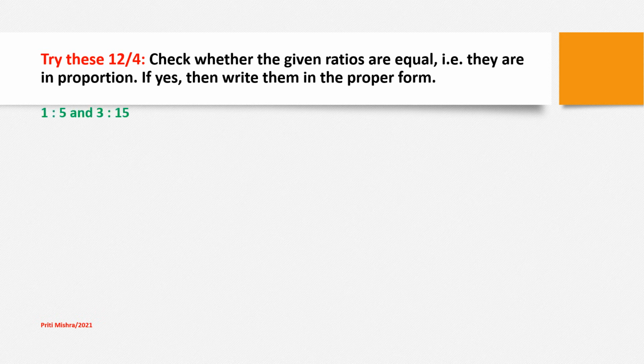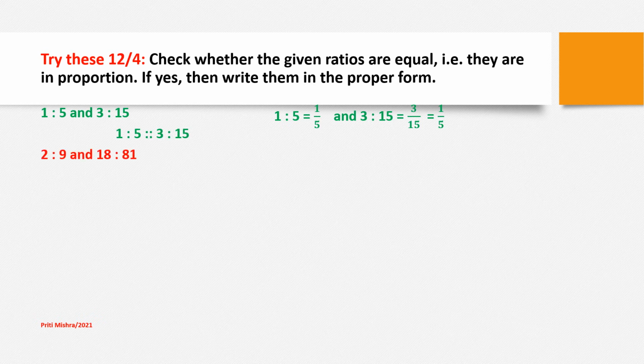1:5 and 3:15. So 1:5, that is 1 by 5. We have to check in a fractional way. 3:15 can be written as 3 by 15, or in the lowest form as 1 by 5. So both are the same. So 1:5 is in proportion with 3:15.